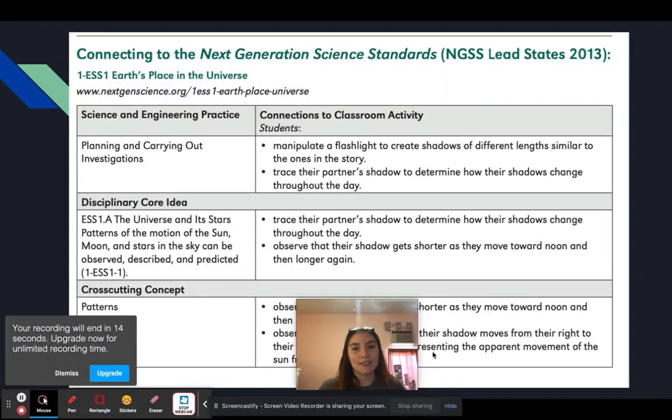And here is the NGSS, so the science standards. Yeah, thank you.